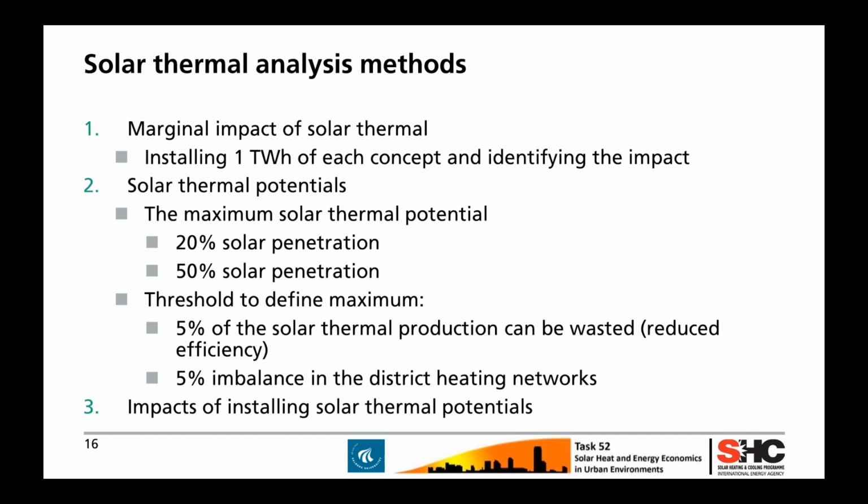So the analysis method is first looking at the marginal impact of solar thermal. That means that you add to the existing system 1 terawatt hour of each concept and look at what will happen then. Then the second step of analysis is looking at the potentials, where I put my focus in this speech, and looking at what we call penetration. That means the amount of buildings which have solar thermal installed. So in the first range we say 20% of the buildings have access to solar, and in the second scenario we have 50%.